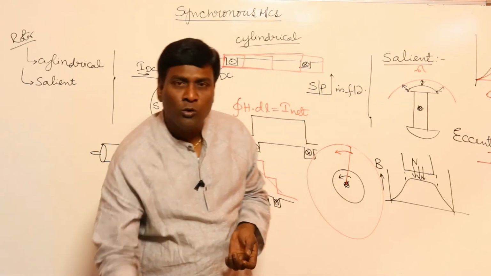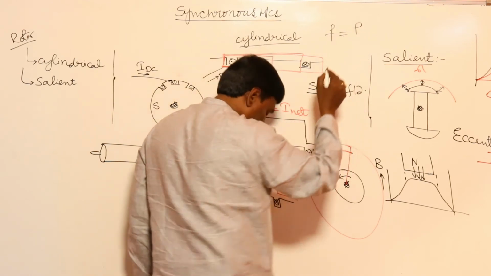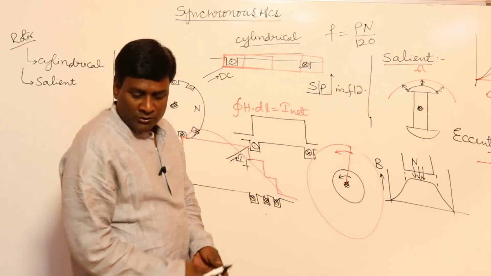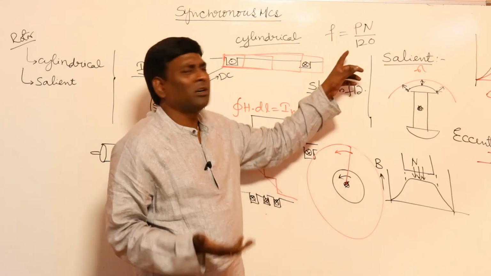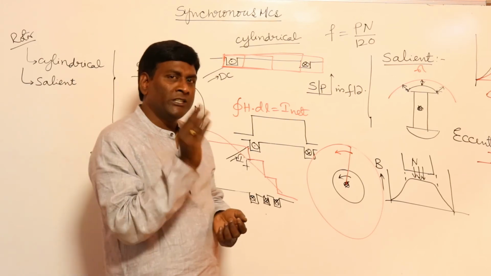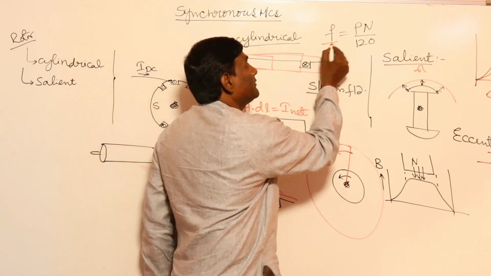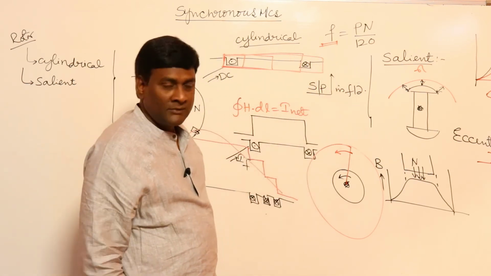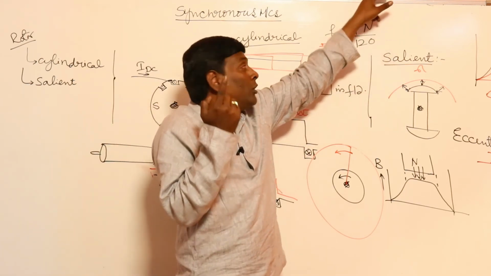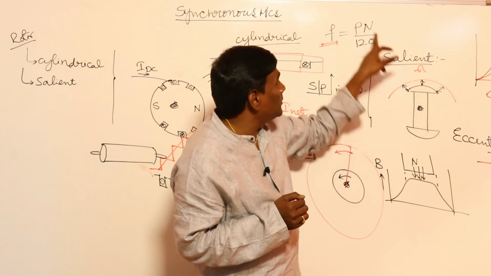Okay, now we have to add one more small point here. Frequency equals PN by 120. Of course this derivation we did not consider, but most of the members know that N equals 120F by P. We will see that in the detailed course. Now coming to the point here, India has a frequency of 50 Hz all over India. So for a given frequency, if the speed of rotation is more, the number of poles should be less. And for a given frequency, if the speed is less, the number of poles should be more.